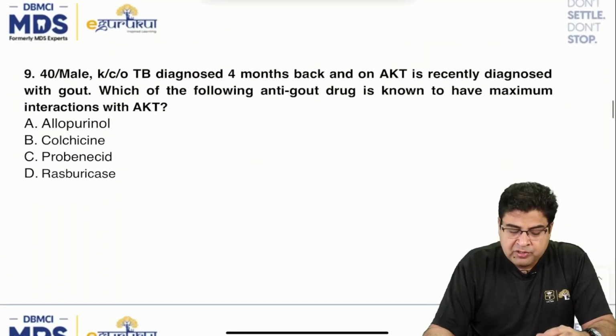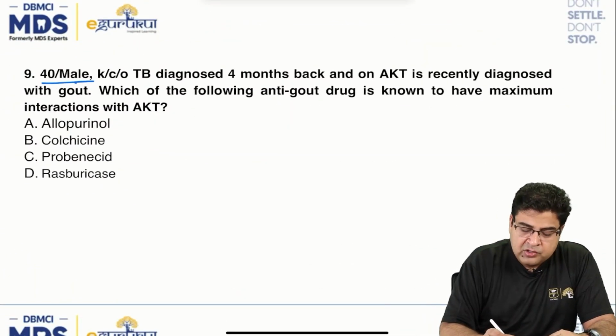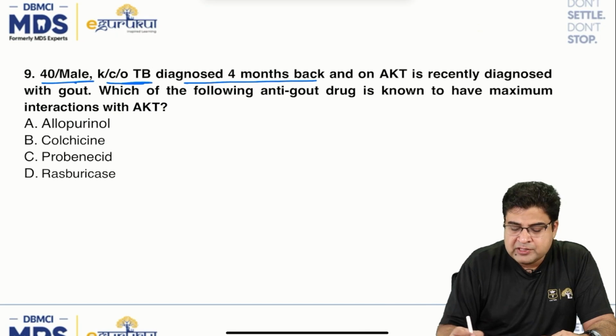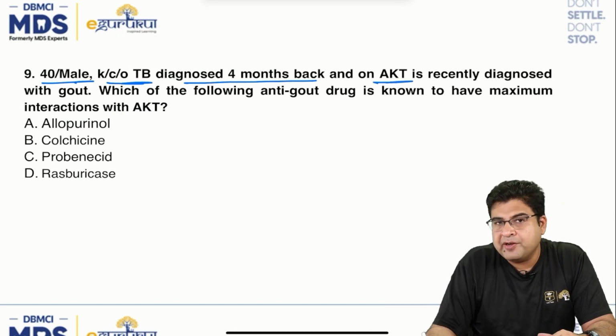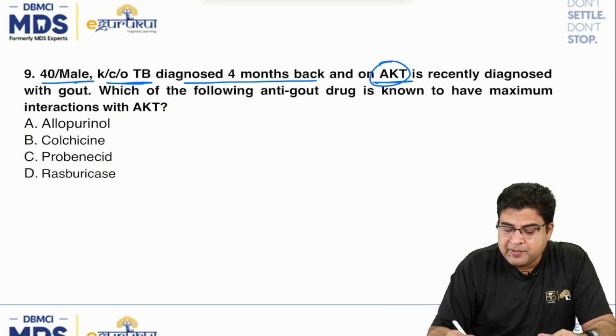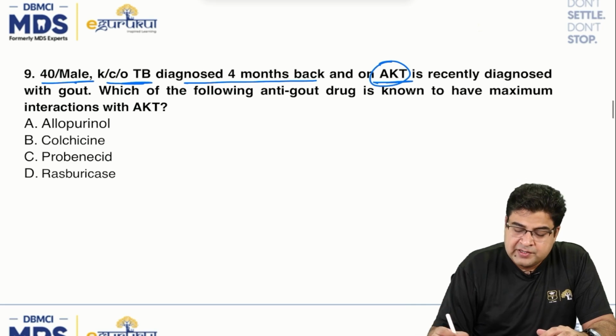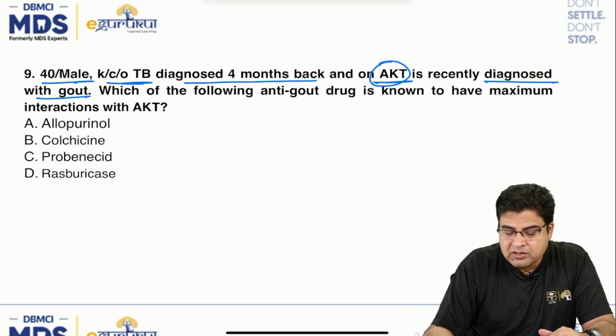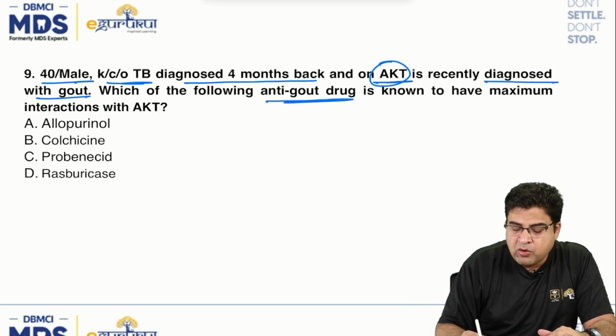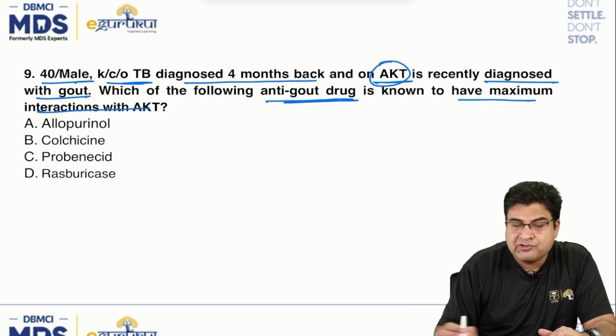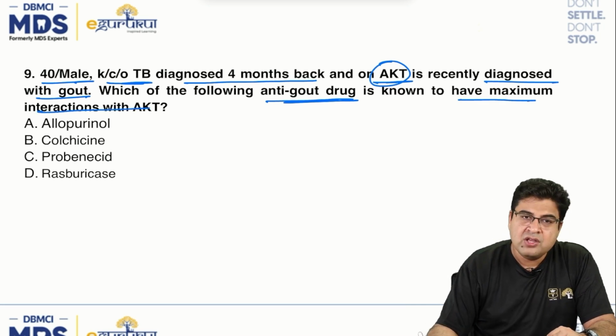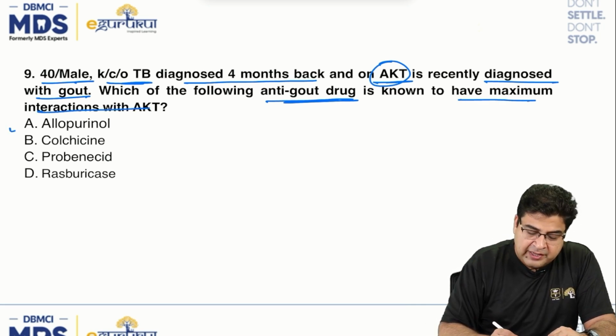Let's move on to question number 9. A 40-year-old male, known case of TB, diagnosed 4 months back, and he's taking anti-tubercular treatment. He's taking AKT, a brand name of anti-tubercular therapy. Recently he was diagnosed with gout. Which of the following anti-gout drugs is known to have maximum interaction with anti-tubercular drugs? So guys, answer is allopurinol.